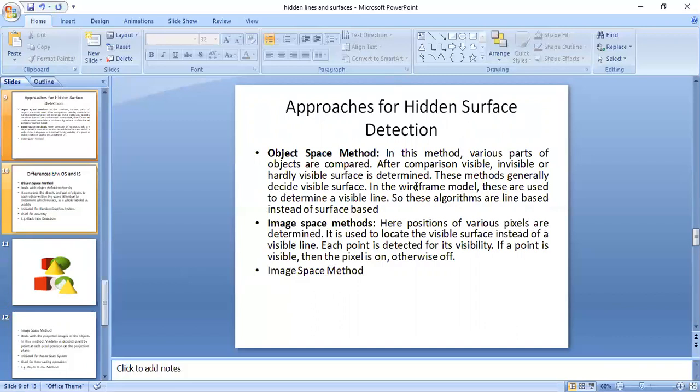Object space method: in this method, various parts of objects are compared. After comparison, visible, invisible, or hardly visible surfaces are determined. These methods generally decide visible surfaces. In the wireframe model, these are used to determine a visible line. So these algorithms are line-based instead of surface-based. See, what does this say? In this method various parts of objects are compared.